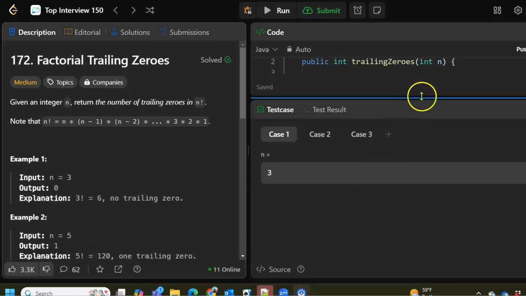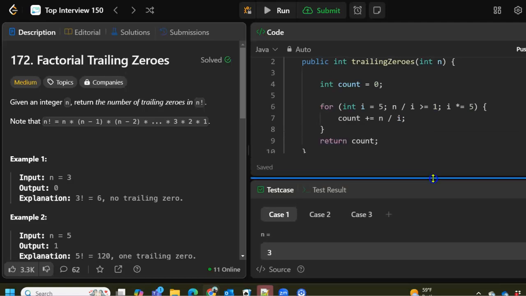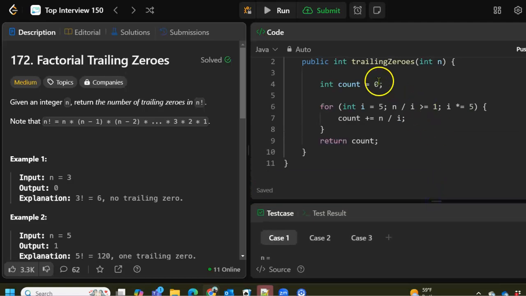So let's look at the code. Here's what we're going to do. Initialize the count to 0. We will start with i equaling 5 and divide the factorial number n by 5, integer division. If it's greater than or equal to 1, then we'll add that number to the count. However many times 5 will go into n, we'll add that to the count right here.